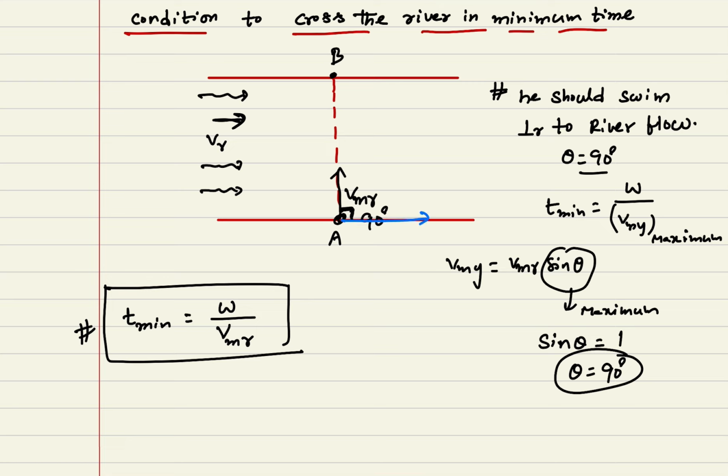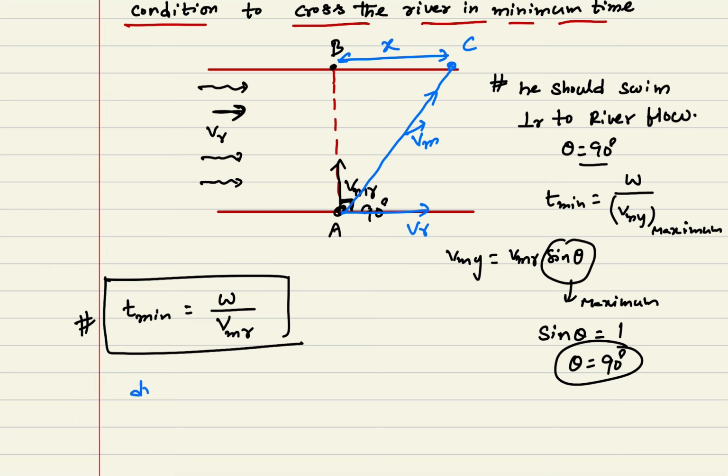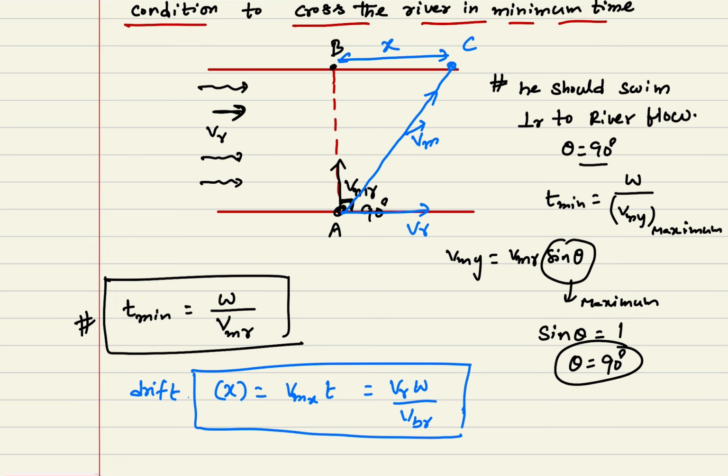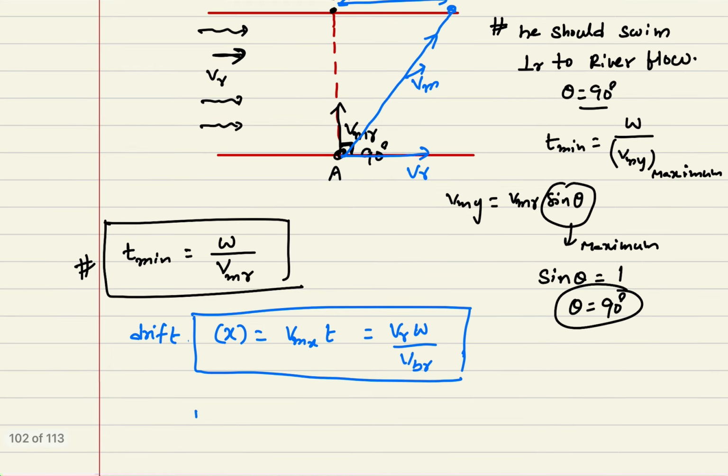Whenever minimum time is reached, we can see that the river flows to the right side. As per our general triangular law method, we can see the velocity of the man with respect to ground will be like this. In this case, he traveled a distance x, that is the drift. Drift x is equal to the velocity of the man along the x-axis into the time taken t. The man along the x-axis has only Vr, and the time is W divided by Vmr. This is the drift in shortest time.